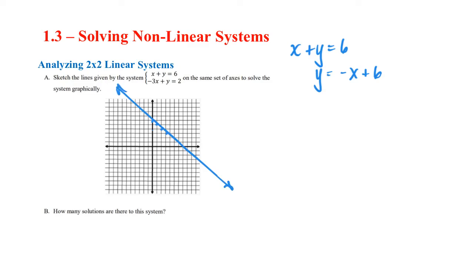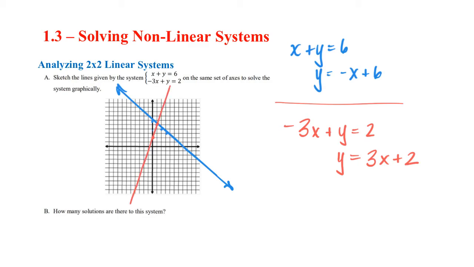Let's do the same with the second one. Negative 3x plus y equals 2. If I solve for y, that's y equals positive 3x plus 2. So now my y-intercept is going to be a positive 2. And my slope is 3. So I'm going to go up 3 to the right 1, up 3 to the right 1. And again, now I'm going to use a straight edge to connect these points.